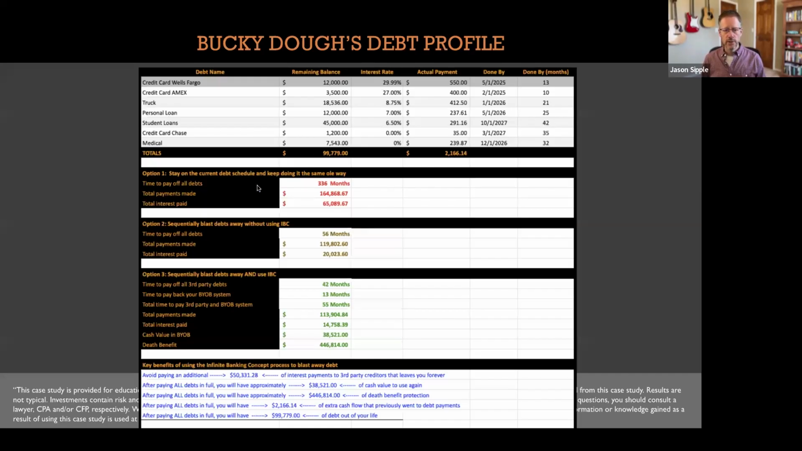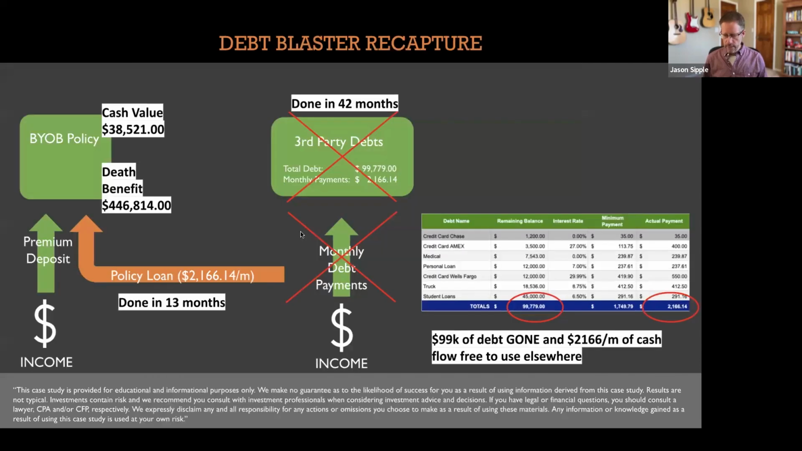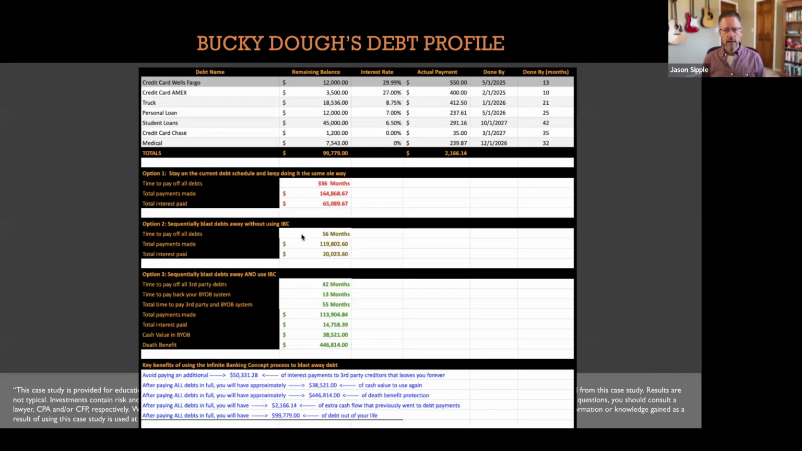Option 1 is showing you if you don't do anything differently and you just keep paying those debts off one by one, it will take you 336 months to pay them off, and you'll pay $65,000 of interest. And at the end of that process, all your money's gone. Option 2 is going to take you 56 months to pay all those debts off, and you'll pay about $20,000 in interest. Now, I'm going to say that's a far better option than option 1. So I don't know why anyone would do option 1. Option 2 is where most people should be looking.